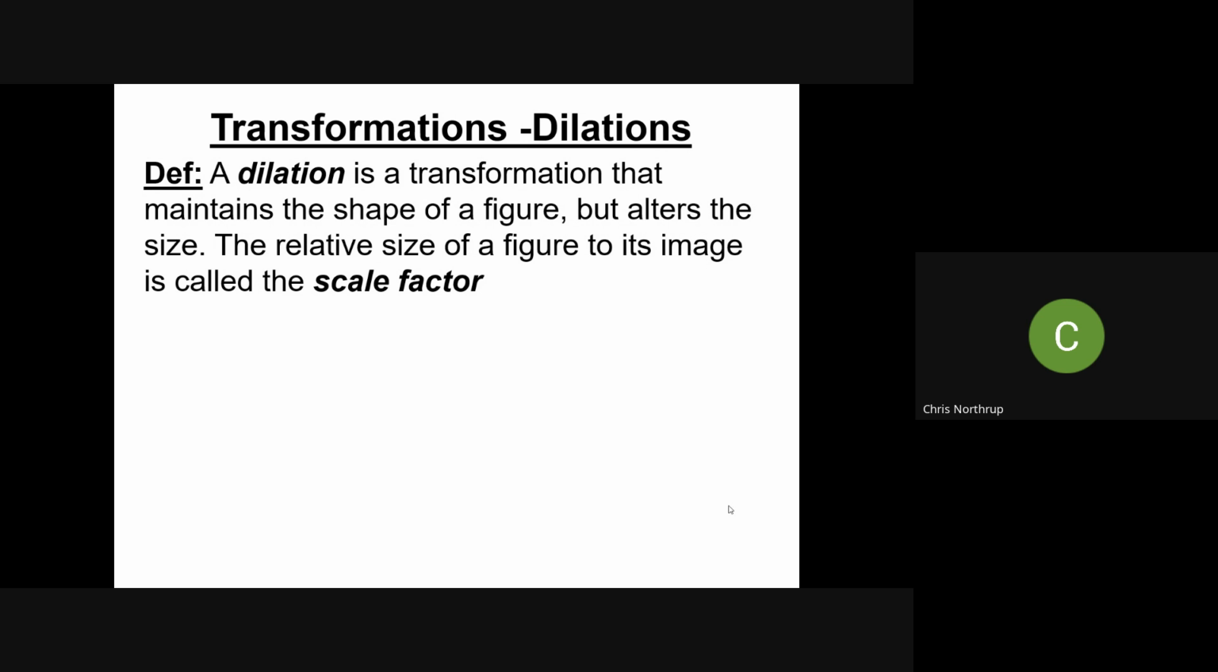So this is going to give us a similar figure, and that distance that's relative to both of them, we call that scale factor. This is going to change the size of our pre-image, but it doesn't change the shape. That's why we call this thing a similarity transformation. For example, we may start with the pre-image on the left, triangle ABC, and end up with the image on the right, which looks like it's bigger. And the relative size of those that the dilation produced is what we call the scale factor.